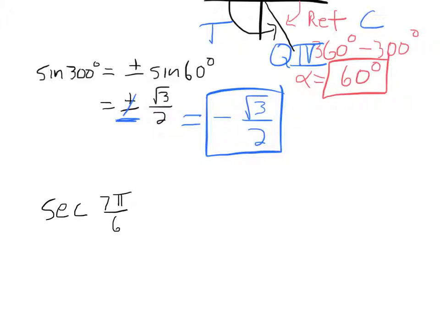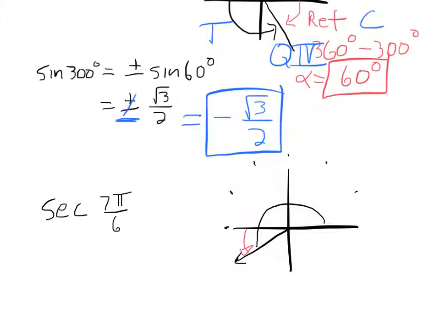So our two jobs, first off, we have to figure out what the reference angle is. Now 7 pi sixths, let's figure out where it is. If you're counting pi sixths, that would be 1 pi sixth, 2 pi sixths, 3 pi sixths, 4, 5, 6 pi sixths, 7 pi sixths. So this is 7 pi sixths. That's the measure that we're working with. And the reference angle is this one.